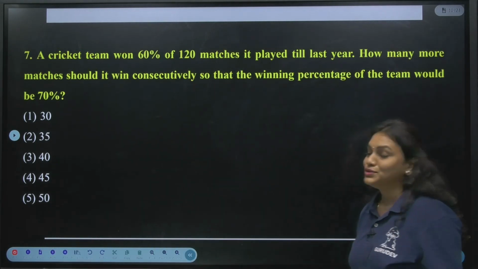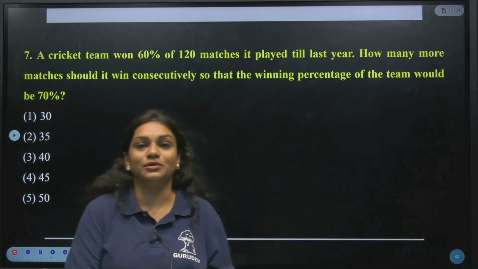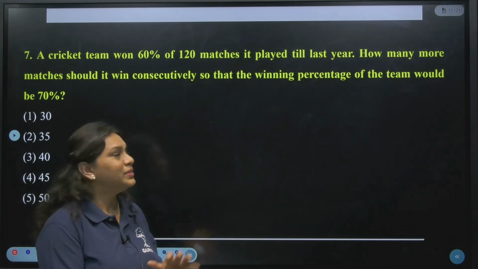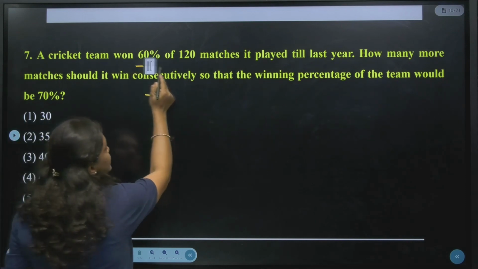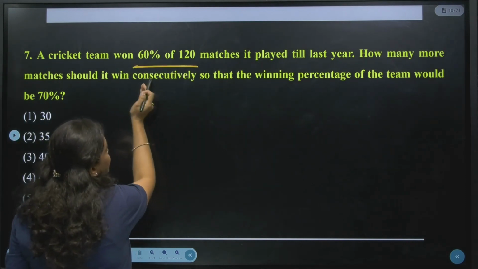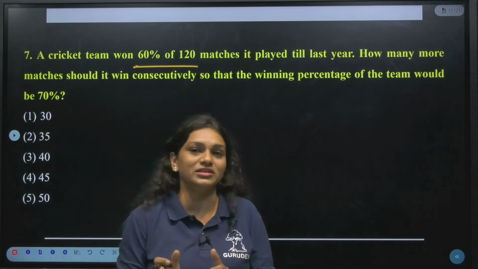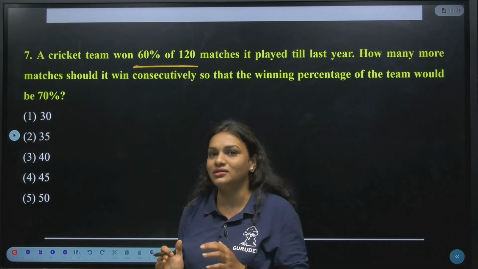This is also one of the same concept, guys. You might have got the answer. If not, just go through it. Now in this question, a cricket team won 60% of 120 matches. The question may not be fruit based, but the logic should be matched. Just try to understand.